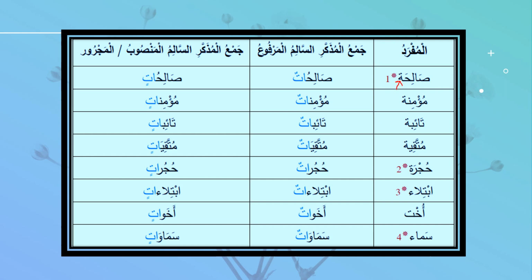So what happens when you want to make it into plural is you just have to remove the ta marbuta and add the suffix alif wa ta. And remember, for marfu case, it's the dhamma. Since it's nakira, it has dhammatain. What about mansub and majroor? Instead of dhammatain, it has a kasra in both the cases, mansub and majroor.